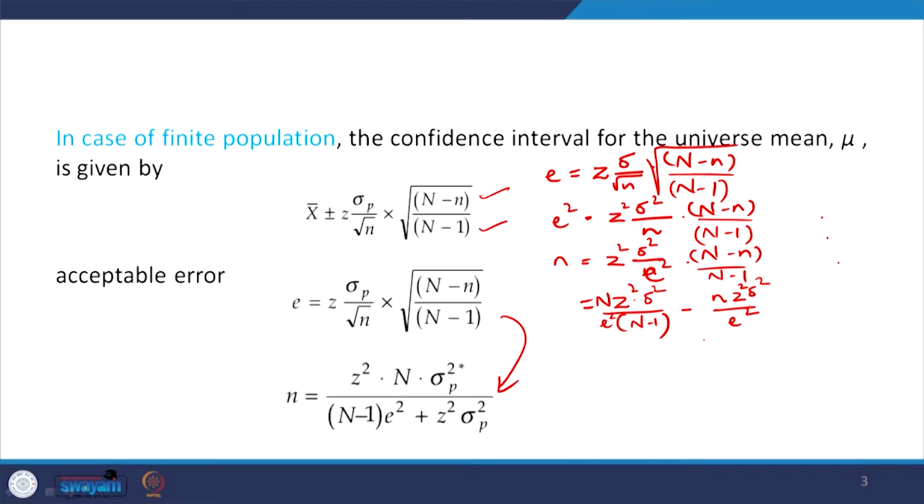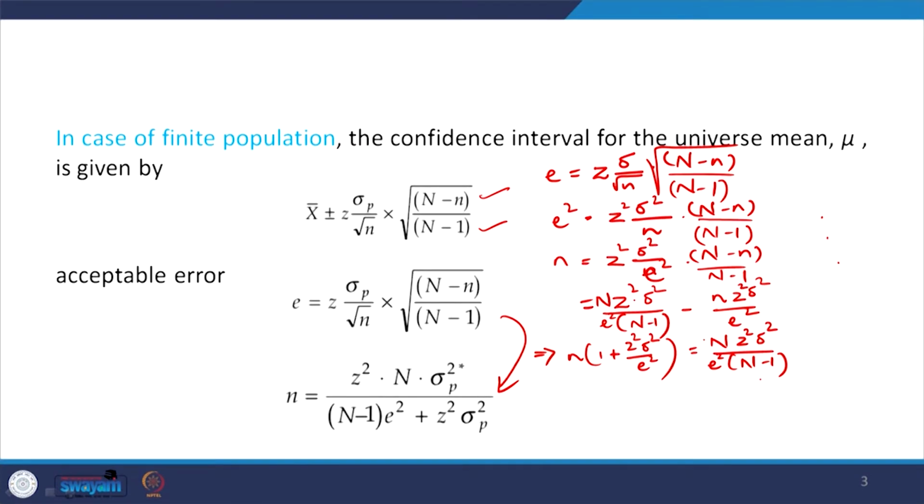Now what I will do is take small n to the left-hand side. So, it will be n times (1 plus z squared sigma squared upon E squared (N minus 1)). Alright, so this is equal to capital N z squared sigma squared over E squared times (N minus 1). This is the equation we have derived so far.